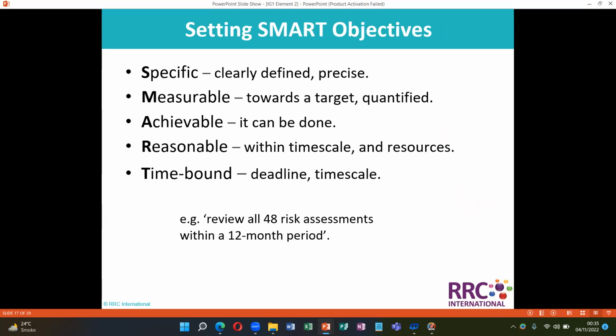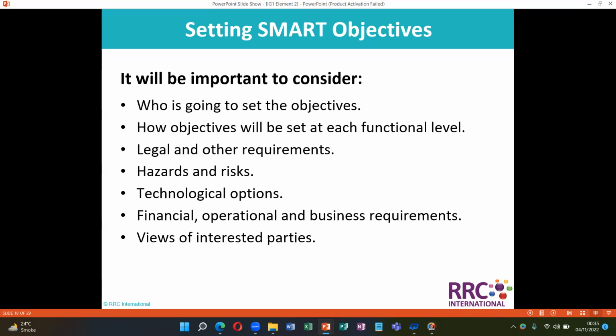Setting SMART objectives. SMART: S is equal to specific, M is equal to measurable, achievable, reasonable, and time bound. Specific: clearly defined, precise. Measurable: towards a target, quantified. Achievable: it can be done. Reasonable: within time scale and resources. Time bound: a deadline or time scale. For example, review all 48 risk assessments within a 12 month period.